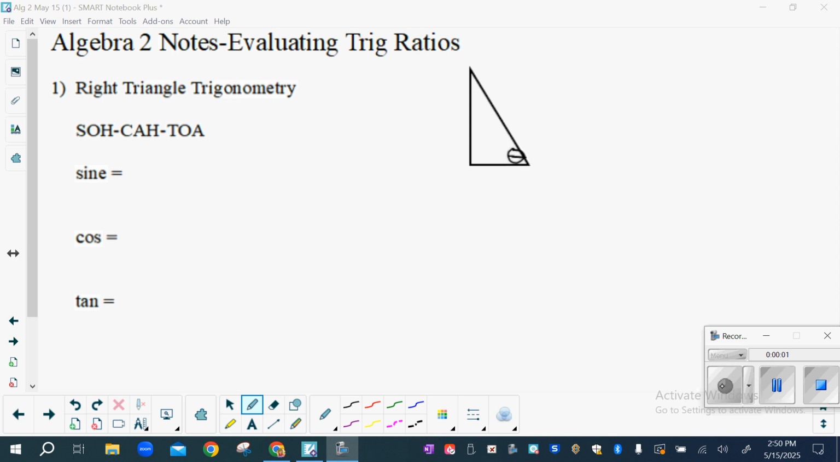What we will be doing will be review. Some of it will be new. Okay, so right away, we've got a right triangle here. We're going to draw the right angle.